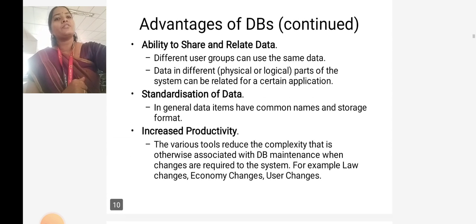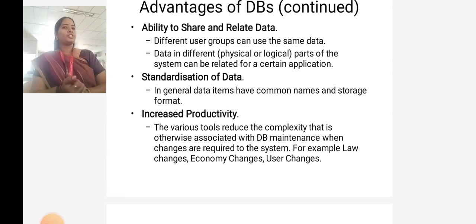So the advantage of DBs again, the ability to share and relate the data. We can relate each and every data that are in the same group of values. So different user groups can use the same data. Data in different parts of the system can also be related for a certain application. If the user is going to access those data in a particular form, he will access the data only if he is a valid user, and relate them to the data within the database.